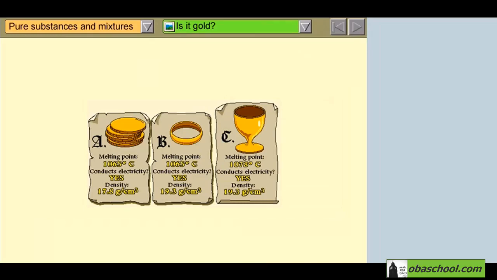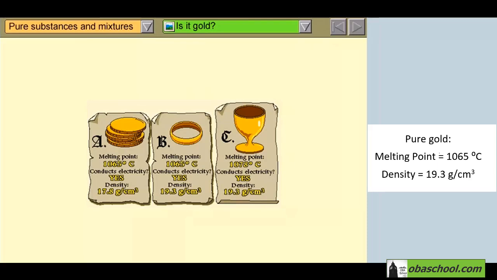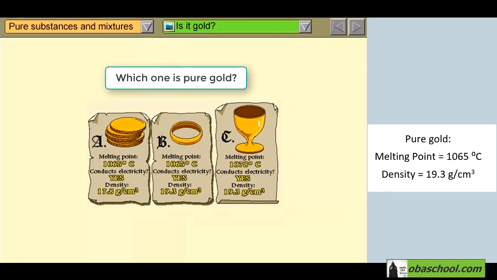Another example is gold. Pure gold is known to have a melting point of 1065 degrees Celsius and a density of 19.3 gram per centimeter cube. So which one of these is pure gold, A, B, or C? It's B. Although all of them conduct electricity and although the melting points and the density are close to each other, B is the only one that has a melting point and density the same as pure gold.